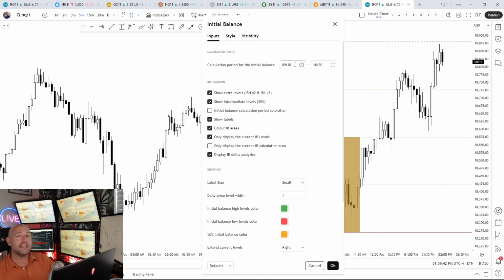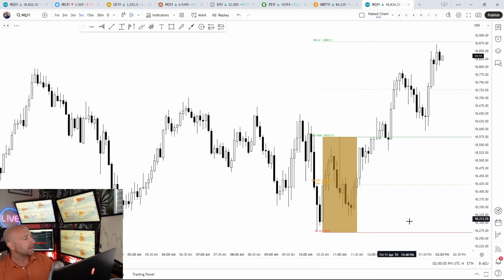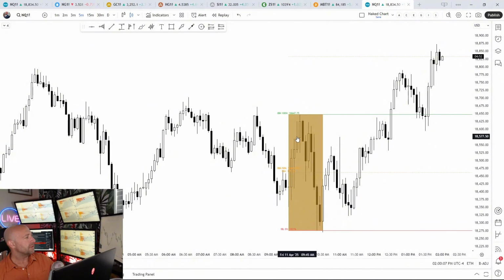Now, we have to set that for each market. So for US stocks, the open of regular trading hours is 9:30 a.m. Eastern Standard Time to 10:30 a.m. Eastern Standard Time. With this particular futures contract, since there's a lapse in the time, you have to set it to 8:30 to 9:30 to actually get the correct time. So that's actually the correct initial balance. Just make sure for US stocks, it's 9:30 a.m. to 10:30 a.m.